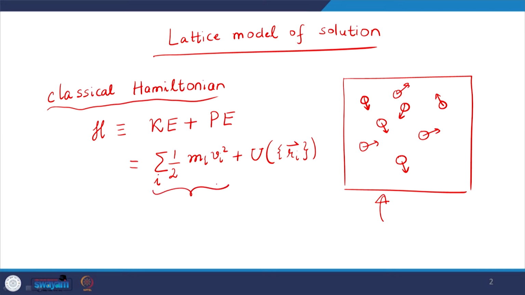A more common way to write the first part is to use the idea of momentum. We can write it as p_i squared by 2m_i, because momentum is mass multiplied with velocity. And the reason we prefer that representation is that I can then write the first term, that is my kinetic energy term, as some function of the momentum variables, right?